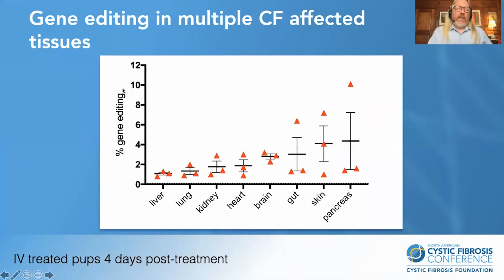When Adele looked for gene editing by digital droplet PCR, she found that there was appreciable editing, 1 to 2% in the liver, the lung, the kidney, the heart, even in the brain, and more variable, but sometimes higher levels of editing in other organs that would be of interest to the CF community, including the pancreas.